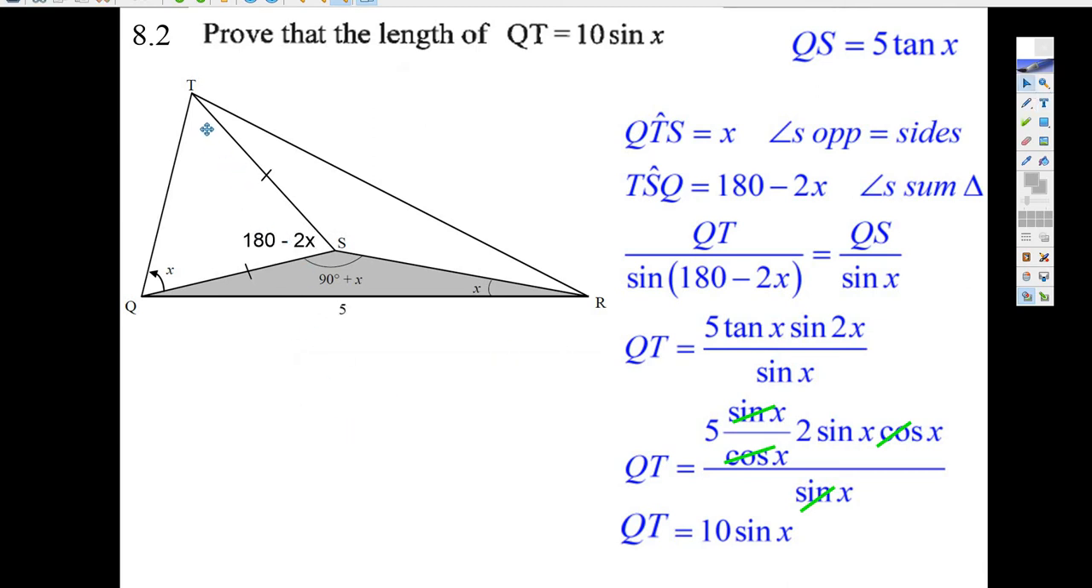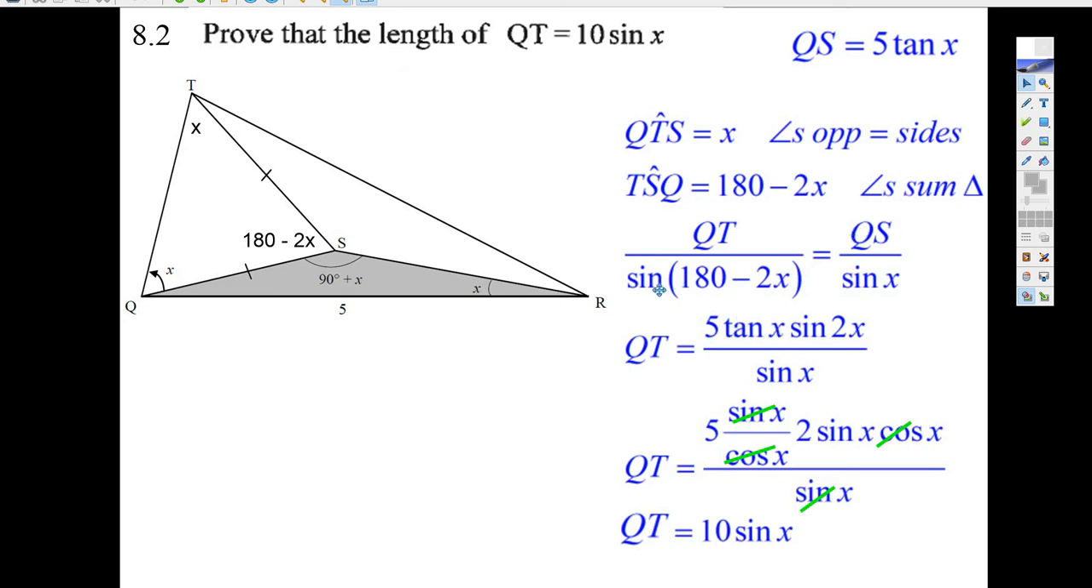I know that angle's there because I know that angle up there is x. Okay, let's put it in there and take a look at it. Right there. Okay, that kind of makes sense. 180 minus those two x's, that's that angle. Hey, we're going to use the sine rule again. QT goes with this angle here, and QS goes with x. Well, there it is. But QS, hey, we figured out that that was 5 tan x, so we can rub it out and put 5 tan x.